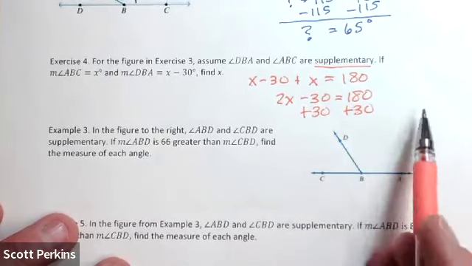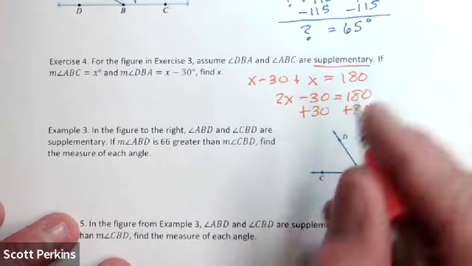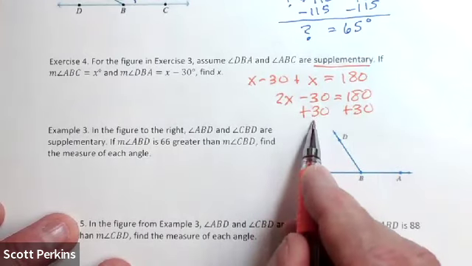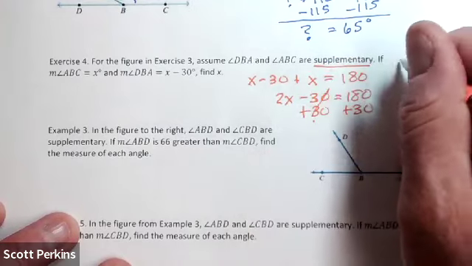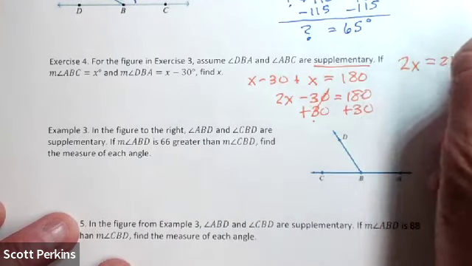And I've got a little bit of space over here, so I'm gonna move up so I have enough room. So now on the left side, when I have minus 30 plus 30, those two things cancel out. And so I just have 2x over on one side and then equals. And then 180 plus 30 is 210.